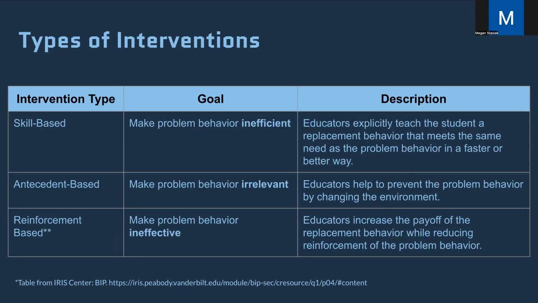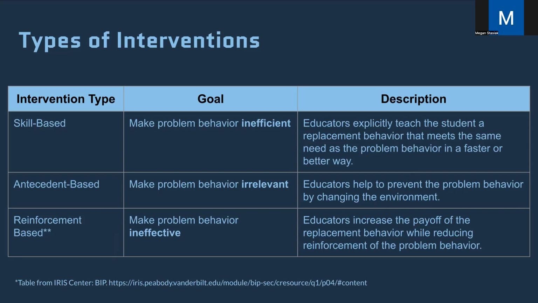So skill-based is we want to make the problem behavior inefficient. So we're explicitly teaching that student a replacement behavior or skill that meets the same need as the problem behavior in a faster or better way. So sometimes this might be like if a student has a communication or speech delay, we're going to explicitly teach those skills.